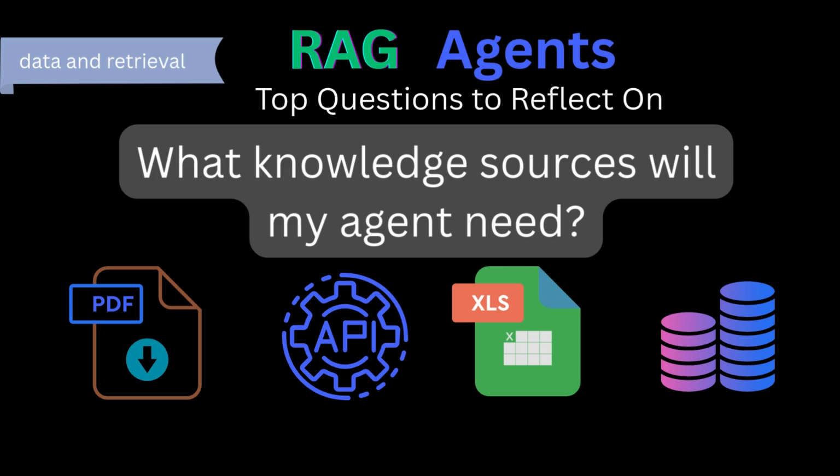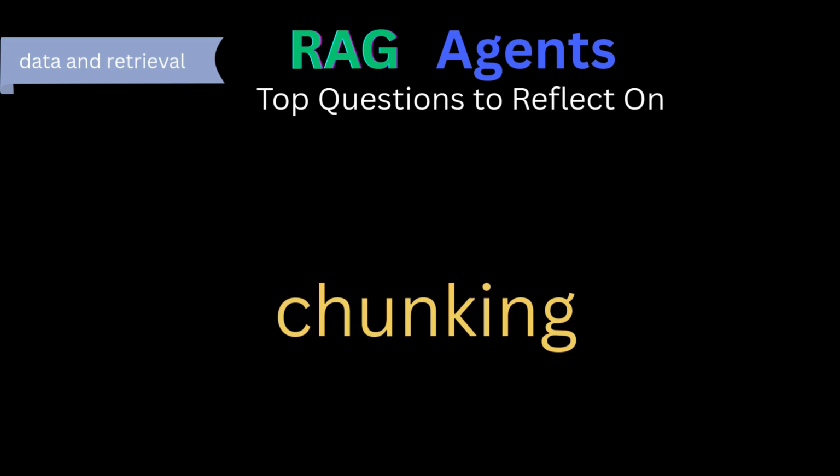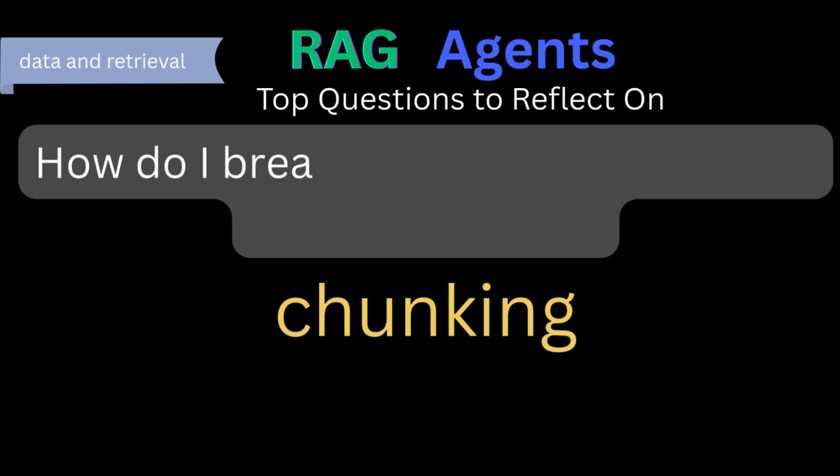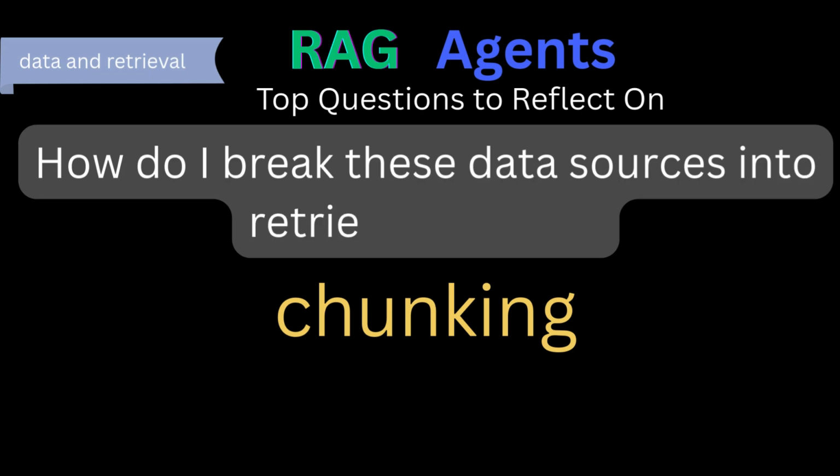Then I think about chunking. How do I break these sources into retrievable units? For financial filings, I might chunk by section: balance sheet, income statement, risk disclosures. For legal contracts, I might chunk by clauses. For research papers, by sections or abstracts. Too big, and the model drowns in irrelevant text. Too small, and it loses context.